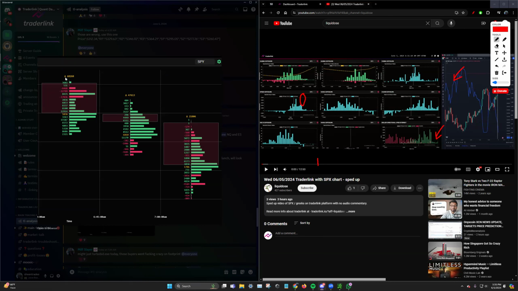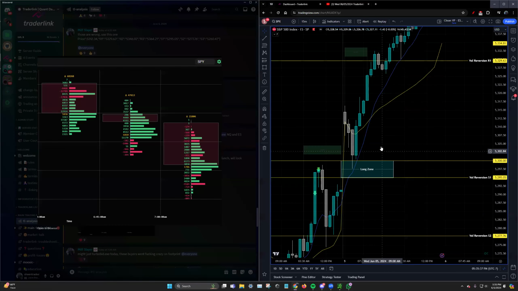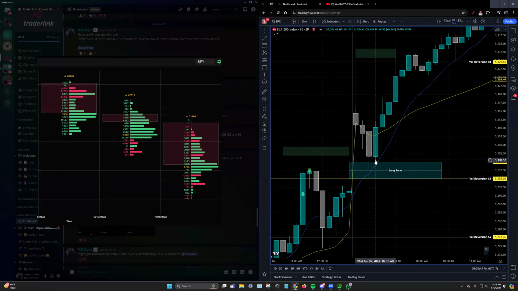And look at this buildup. Every candle down had positive delta built up, right? This is a 15-minute. So if we go to a 15-minute on SPX, these three red candles, positive delta, and then we tap into the 5,300 long zone.